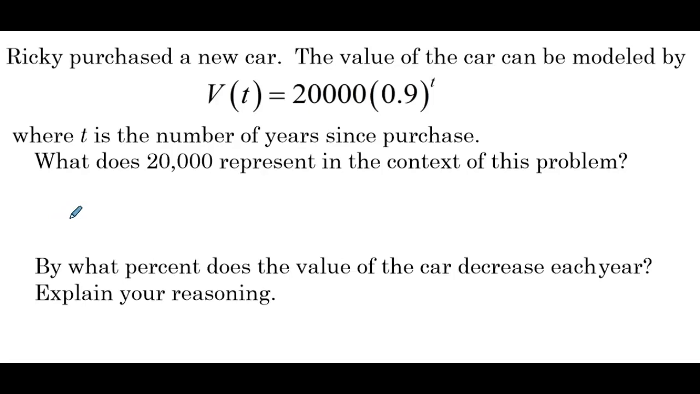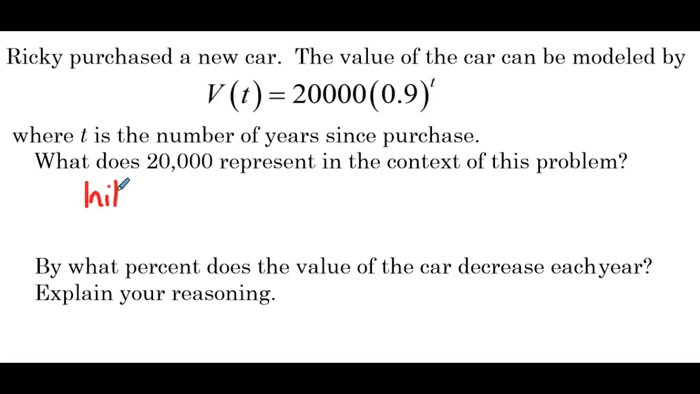One last example. Ricky purchased a new car. The value of the car can be modeled by V of t equals 20,000 times 0.9 to the t, where t is the number of years since purchase. So we should notice that we have exponential decay. The base of the exponential function is less than 1. What does 20,000 represent in the context of this problem? So that's the initial amount. So in this case, that's the initial price of the car.